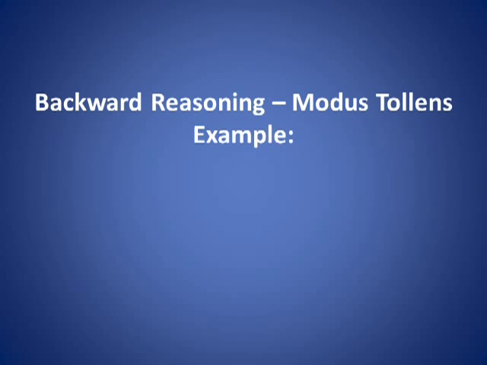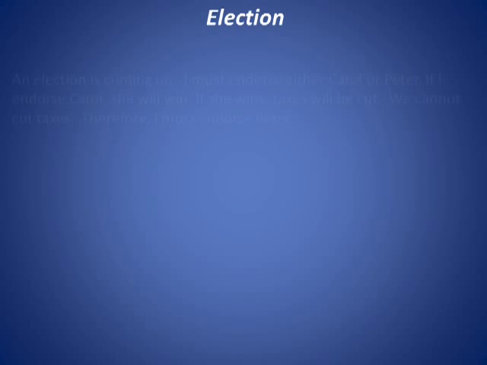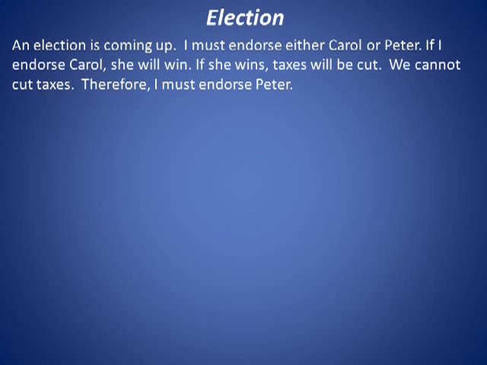This is an example of what is sometimes called backward reasoning. It uses the Modus Tollens implication rule. We call the example election. The story is this. An election is coming up.